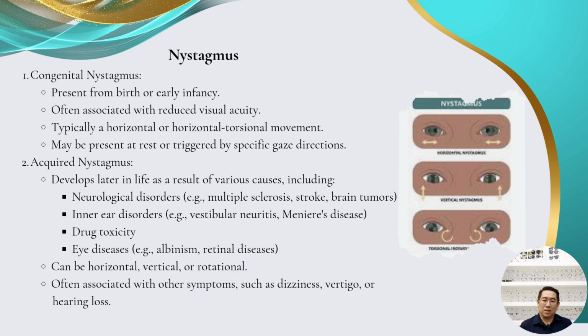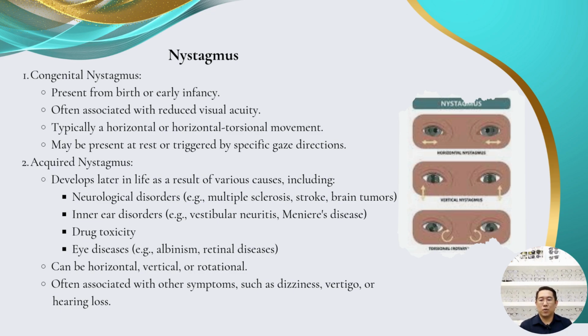Another significant motility disorder is nystagmus, characterized by involuntary, rapid, and repetitive eye movement. There are two primary types. The first type will be congenital nystagmus. This type is present from birth or develops in early infancy. It often affects visual acuity and generally manifests as horizontal or horizontal torsional eye movement. In some cases, these movements are consistent, while in others, they are triggered by specific gaze directions.